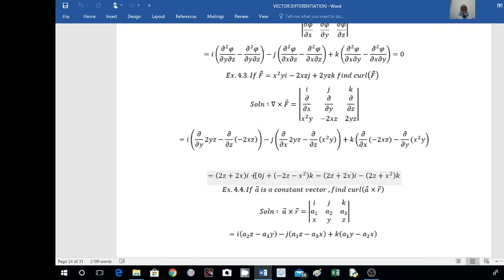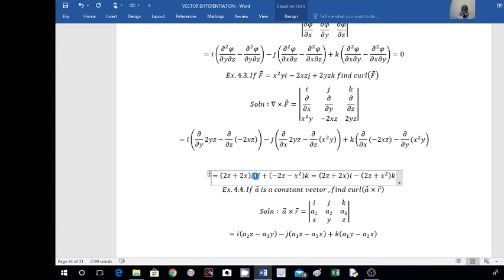Next we write minus here. Okay, we had written plus here, I'll make this a minus. Usually we take a minus here, right? Minus j into ∂/∂x of 2yz. So that is, 2yz is independent of x. This is equal to 0 minus ∂/∂z of x²y. This x²y is independent of z. Therefore, this is also equal to 0. So this term becomes 0.